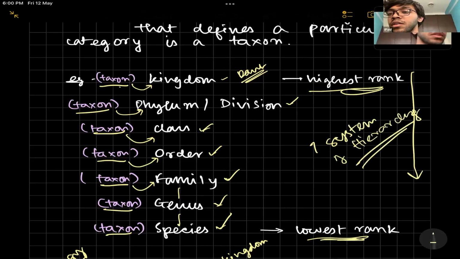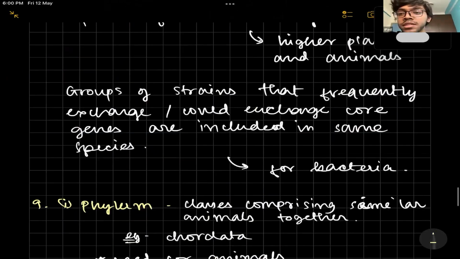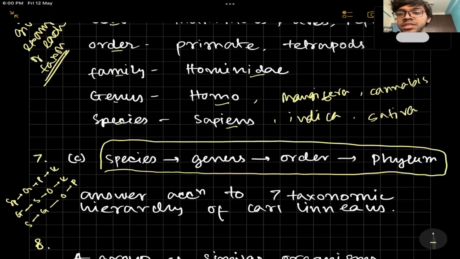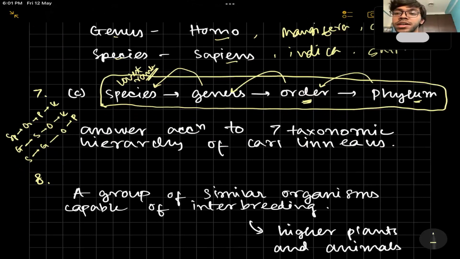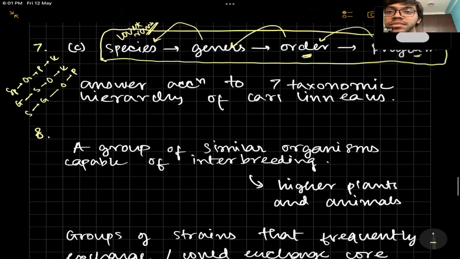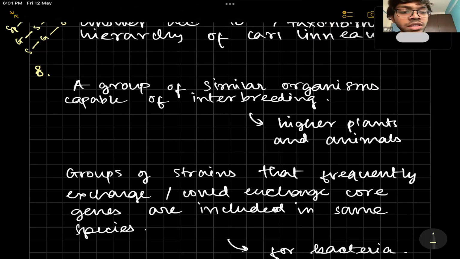So out of the options, the right answer is species, then genus, then order, then phylum. Phylum is a larger rank, order is a lower rank than phylum, genus is a lower rank than order, and species is the lowest rank. So the answer would be C. And for that you have to memorize the taxonomic hierarchy. That's it. And coming to your next question, try to discuss with your teacher the meaning of species in the case of higher plants and animals on one hand and bacteria on the other hand.